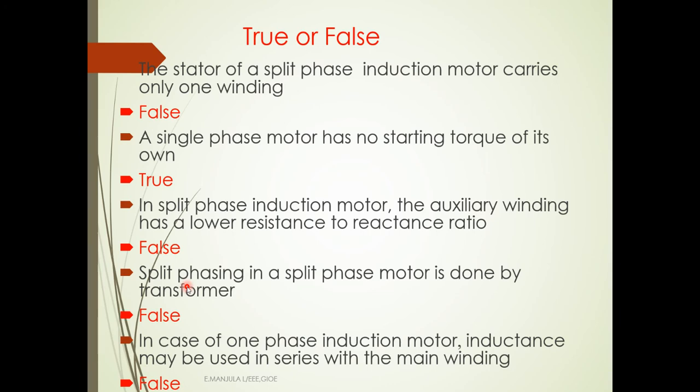So hope you have understood this session. The basic requirement is that the two currents, the auxiliary current and the main current, should have an angle of nearly 90 degrees to have better torque. If the angle between these two currents is less, then the torque will be less. If it is high, then the torque will be high, and the ideal should be 90 degrees.